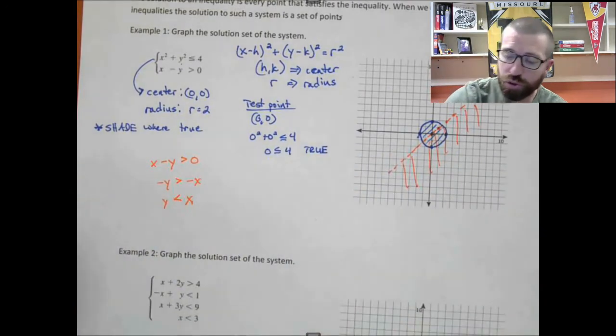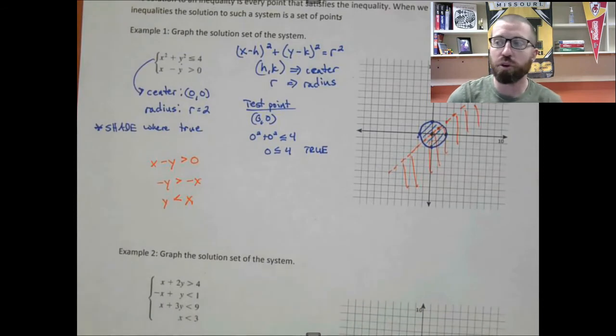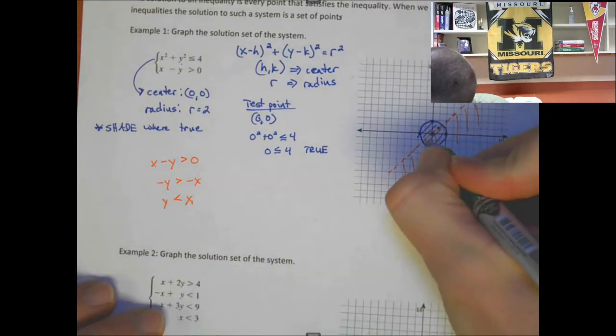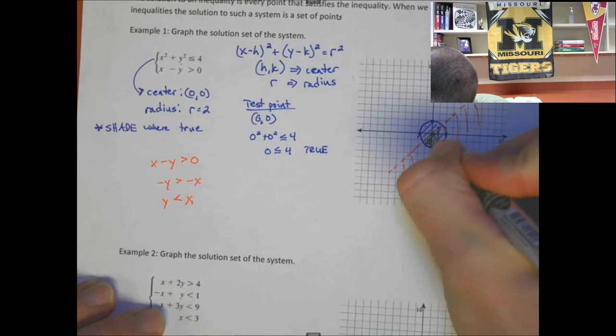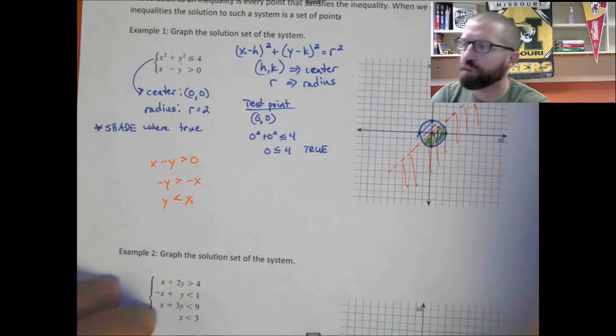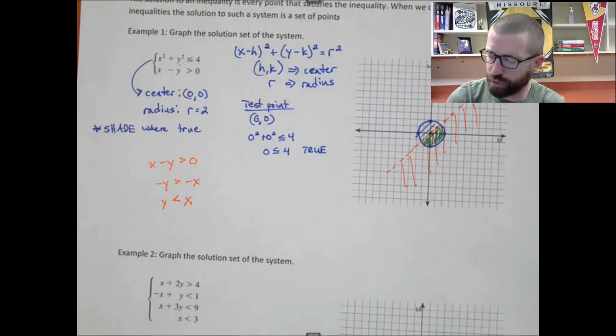Okay, so this actual solution is the overlap. It's where they're both true. So the solution is this area here, which we'll shade green. Okay, so we shade where it's true.